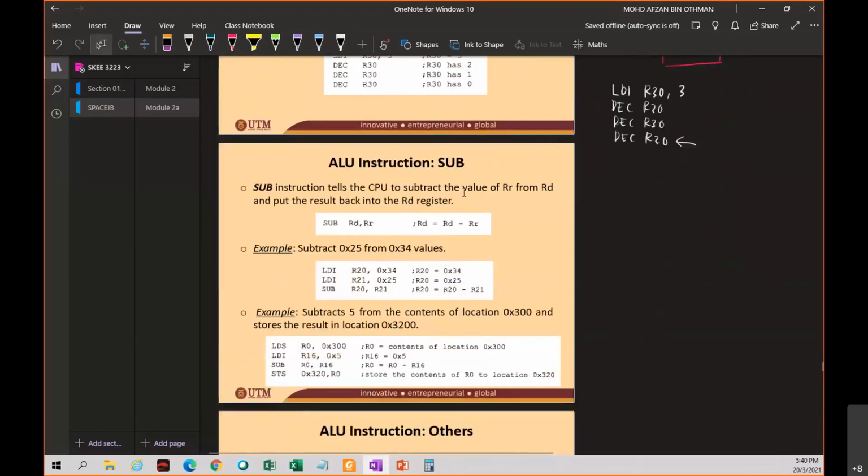Okay, another instruction is called SUB. SUB is used to subtract the value from RR from RD and put the result back into the RD register. So this is your syntax SUB RD, RR, di mana RD sama dengan RD minus RR. Contoh, subtract 25 from 34. Kamu ada 34, kamu nak tolak dengan 25.